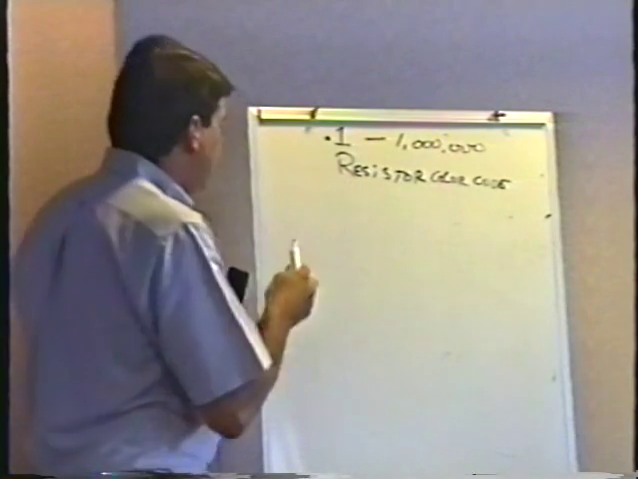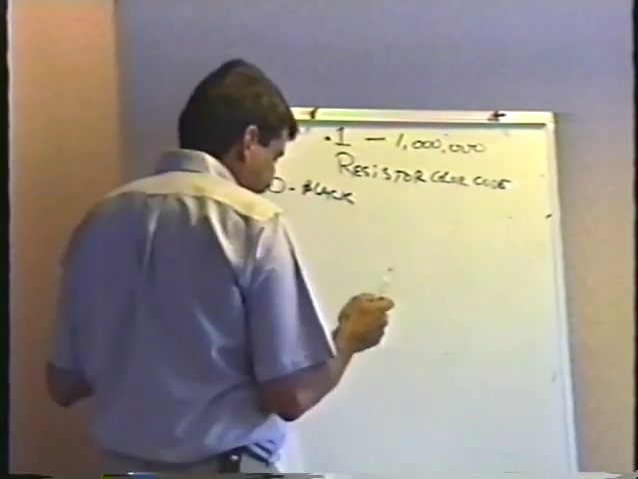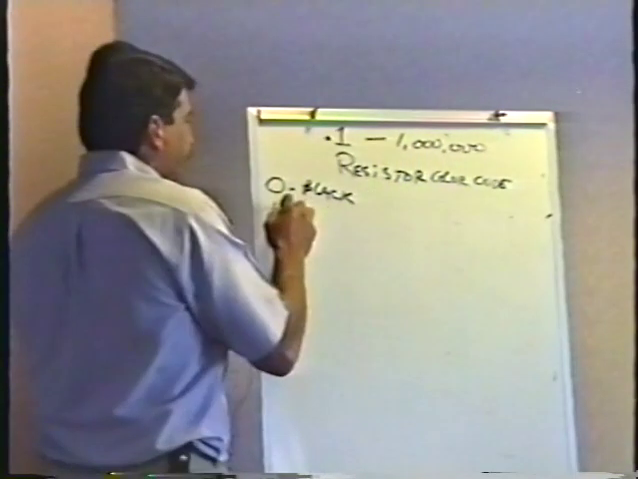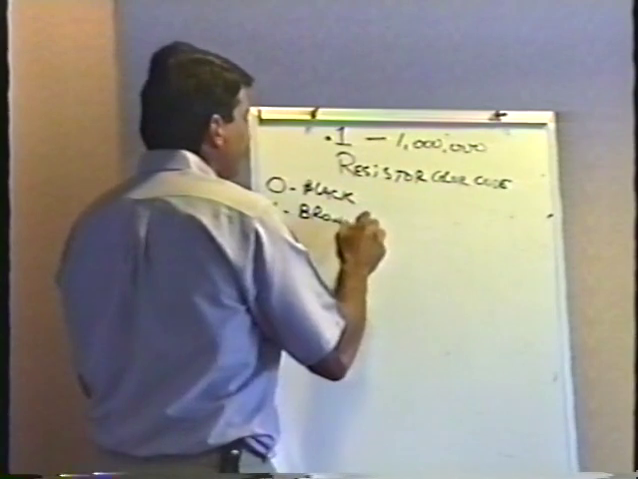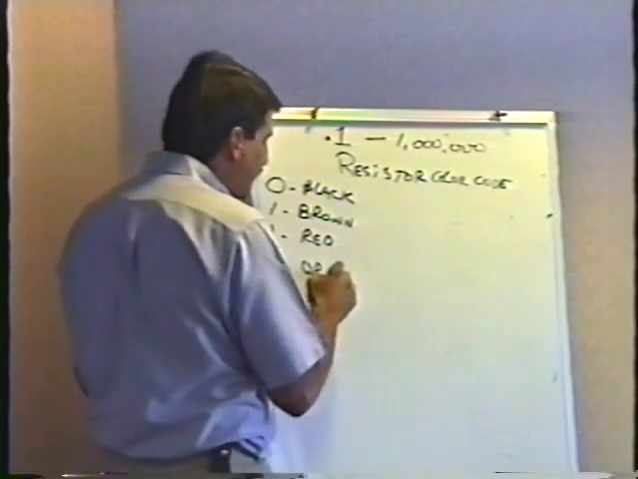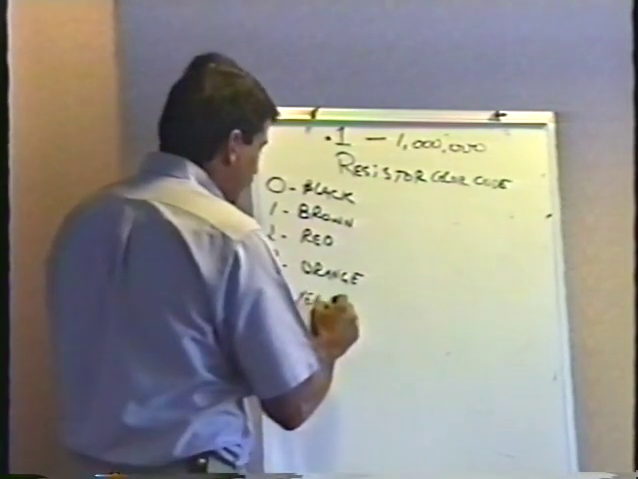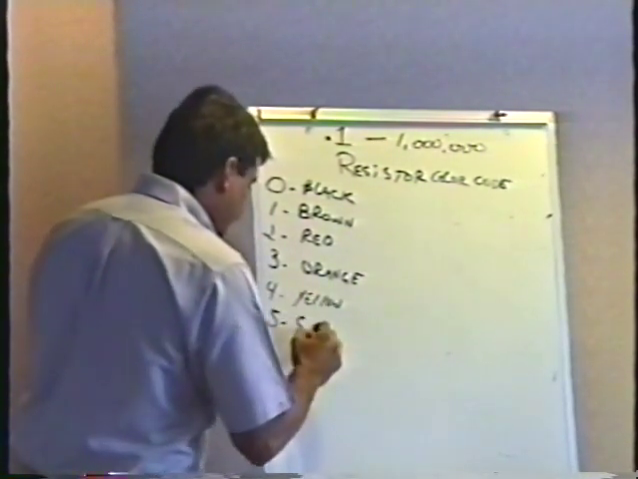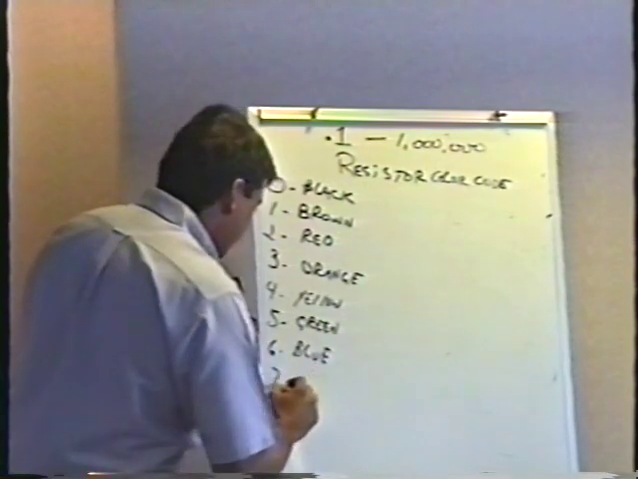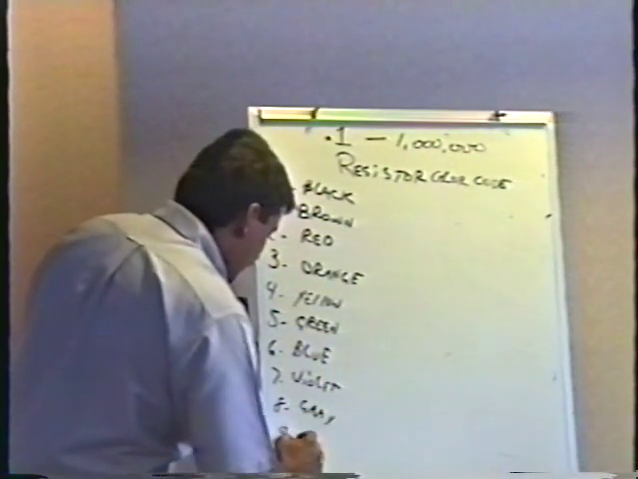Each color represents a number. For instance, 0 is represented by black. 1 is brown. 2 is red. These are in ascending chromatic scale. That is, they're the same way a rainbow is set up, if you know how that works. 3 is orange. 4 is yellow. 5 is green. 6 is blue. 7 is violet. 8 is gray. And 9 is white.